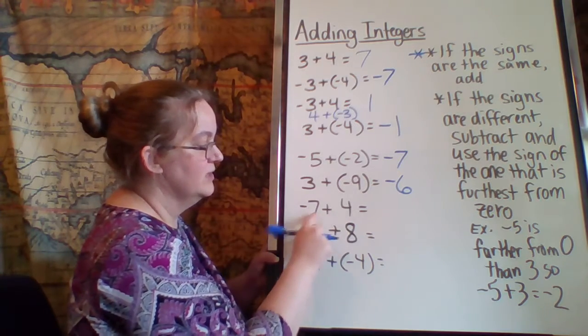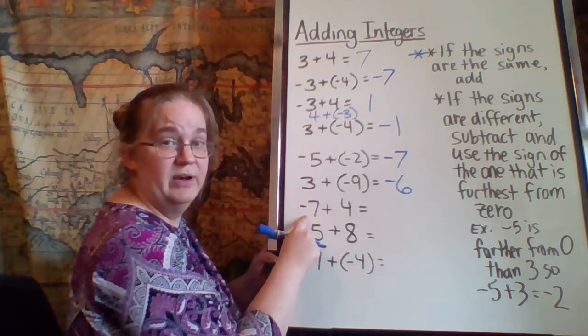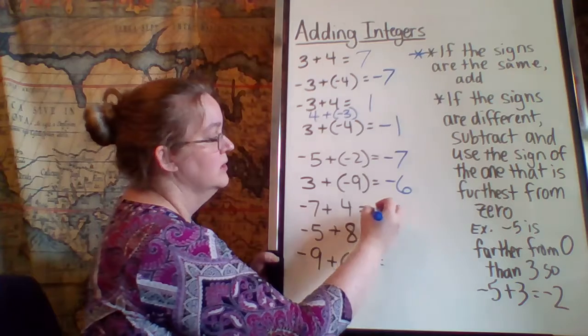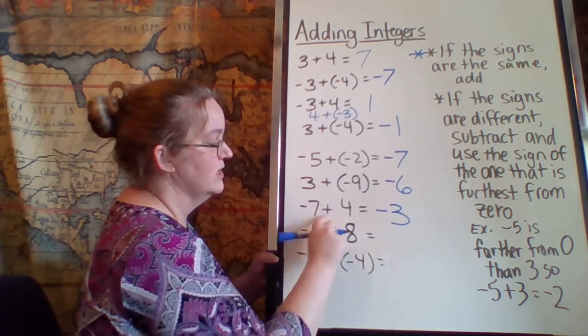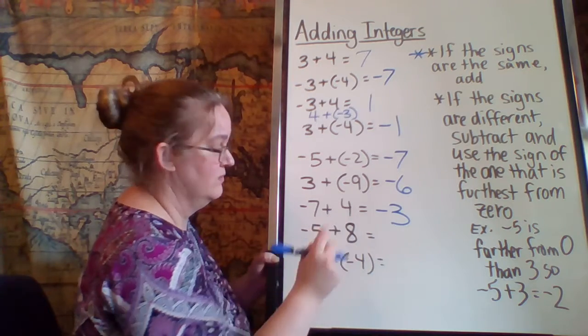Okay. -7 plus 4, the signs are the opposite. So I'm going to subtract. It's going to be 7 minus 4. I'll think about it as I owe you $7. I pay you back 4. I now owe you 3. So 7 minus 4 is 3. There's more negatives than positives, so it's going to be -3.